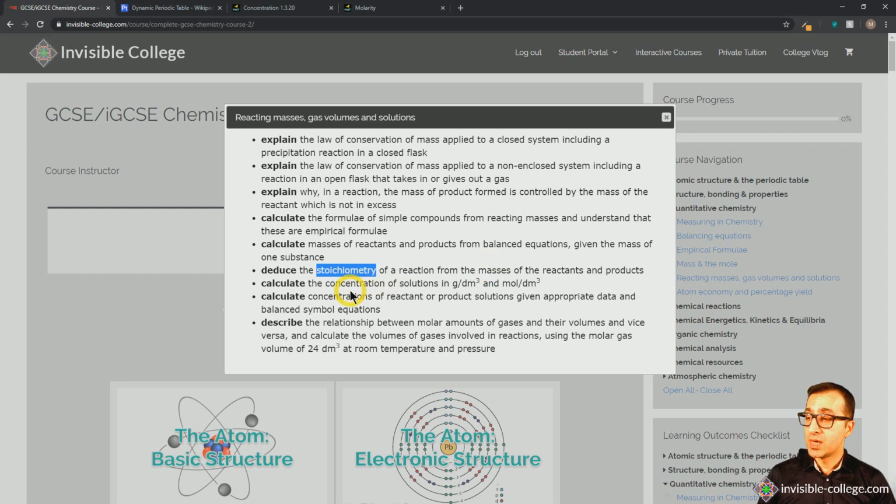And this will also include calculating the concentrations of reactants or products in solution in terms of mass per unit volume and molar amount per unit volume. So there's quite a lot to get through here, and then towards the end we're going to be looking at Avogadro's law of gases and applying it to calculating quantities of gaseous reactants and products. So lots to get through.